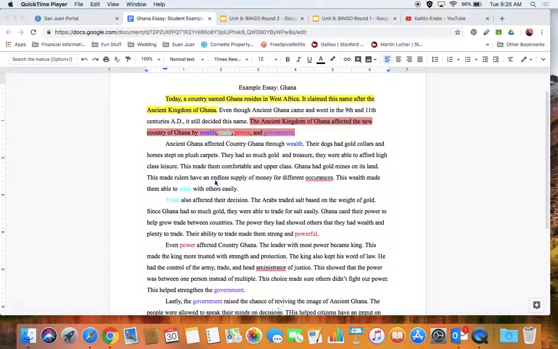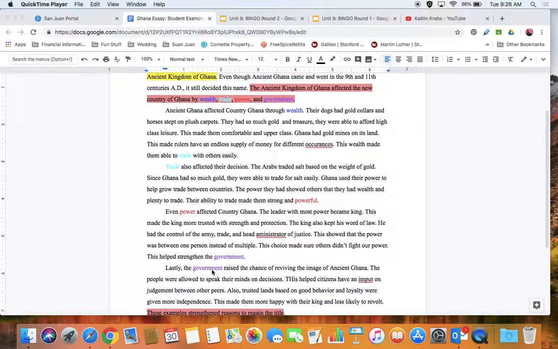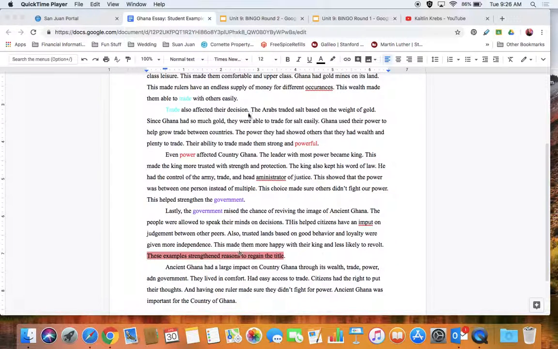So we've answered the question about why ancient Ghana is cool enough to try and revive, but we forgot to emphasize how today's Ghana is wanting to bring back that wealth. Today's Ghana wants to bring back that trade, that power, that government. Today's Ghana wants to revive this image to accomplish whatever it is they want to accomplish. So keep in mind that you want to keep that train of thought as well throughout your essay.